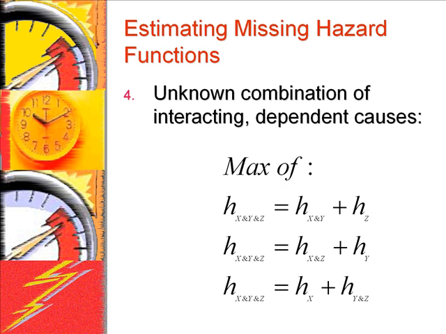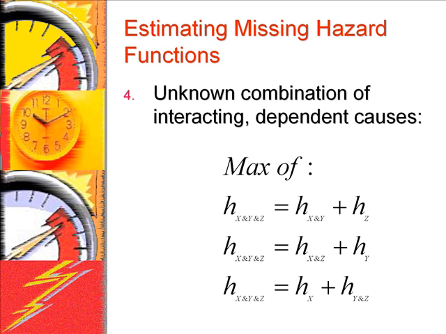In the fourth step, we estimate the missing hazard of the combination of interacting dependent causes. To do this, one needs an estimate of the interaction between the causes. When two causes interact, their joint hazard is different from the sum of the two. In calculating the combined effect of a set of causes, it is important to use the pairwise joint hazard rate instead of the sum of the hazards of each cause.